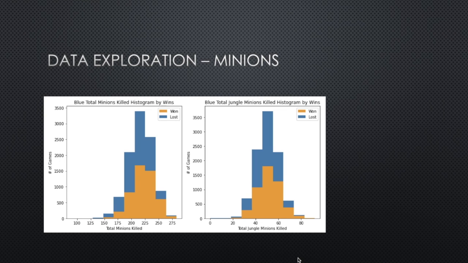From this part, we can see when the total minion kills reach around 225 to 230 in the first 10 minutes, the blue team will have a slight advantage in winning the game.